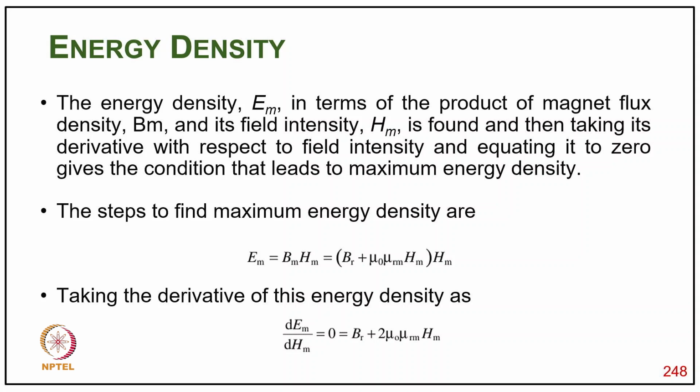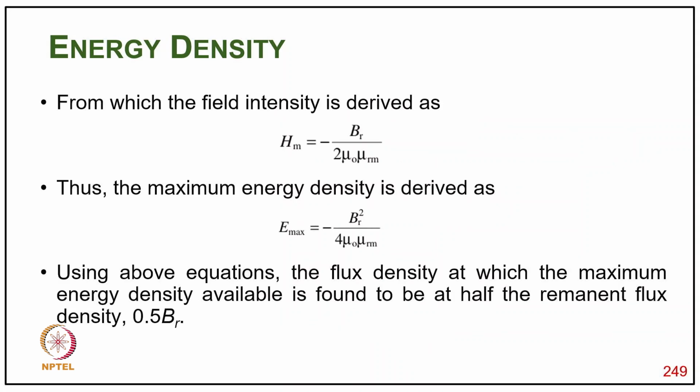Step to find the energy density: E equals BM HM, equals (BR plus mu 0 mu RM HM) times HM. Taking the derivative of this energy density, dE upon dH equal to 0, gives BR plus 2 mu 0 mu RM HM equal to 0. From this we find HM equal to minus BR upon 2 mu 0 mu RM, and thus the maximum magnetic energy is E max equal to minus BR square upon 4 mu 0 mu RM. Using the above equation, the flux density at which the maximum energy density is available is found to be half of the remnant flux density, that is 0.5 BR.